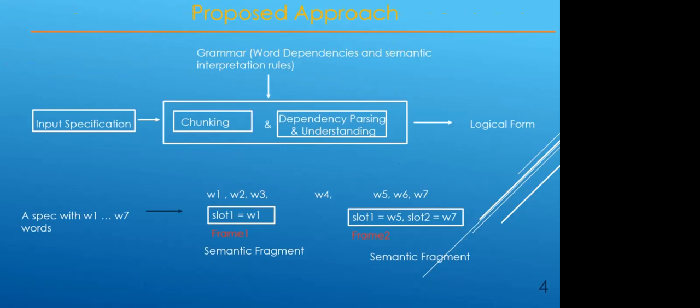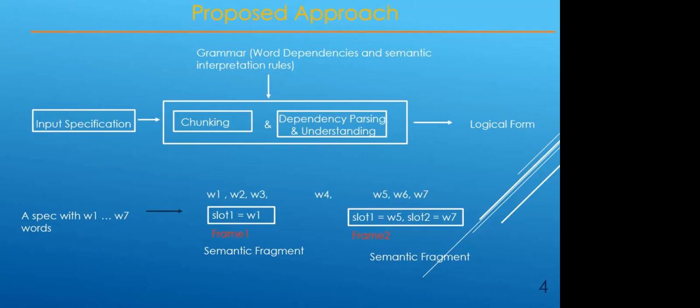Input specification passes through a chunking module where it is split into smaller phrases. Then, using dependency grammar, the phrases are parsed using a transition-based parsing algorithm. Output is a frame if the input is a high-level architectural specification. If the input is a low-level assertion that has all required variables, then we can generate SystemVerilog assertions at the output. The underlying principle of our parsing framework is to view each specification as a collection of semantic fragments.